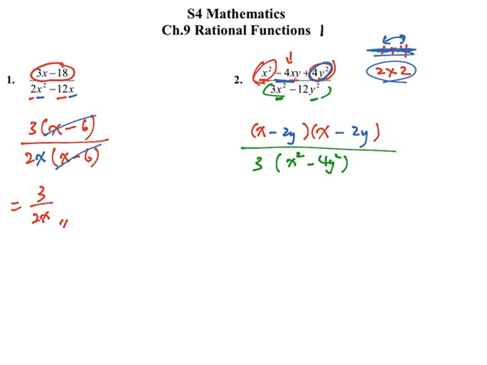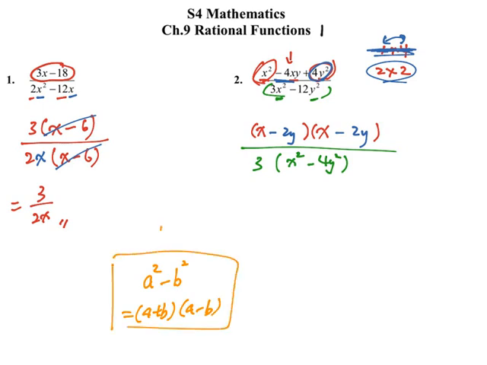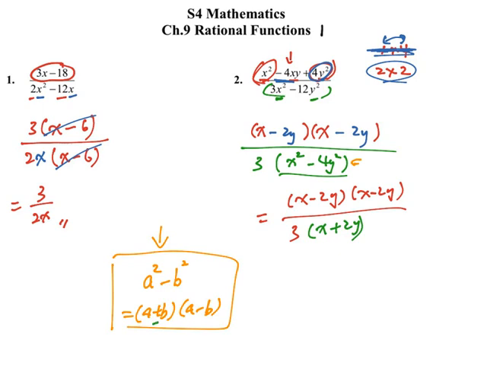Do you remember this one? a squared minus b squared. It is a plus b, a minus b, the difference of two squares. So we can apply the difference of two squares here. So it becomes x minus 2y, x minus 2y, and then for the denominator, 3. One is plus, so for the green part, this part, x plus 2y, and x minus 2y. Now remember, this 4y squared becomes 2y in brackets squared.